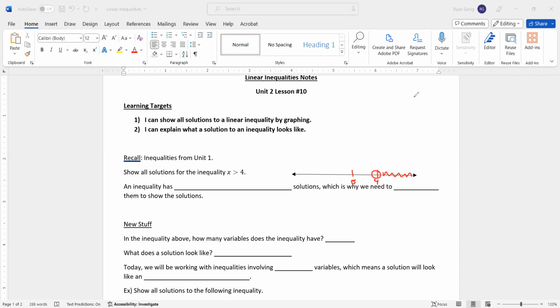One thing I want to remind you of is an inequality has often infinitely many solutions. There's one number that separates the solutions from the non-solutions, but on one side, there are countless numbers of solutions. That's why we need to graph them. Okay. You're probably like, okay, what's new? Well, let's jump down here. New stuff.